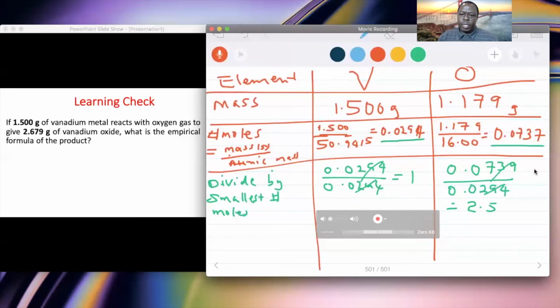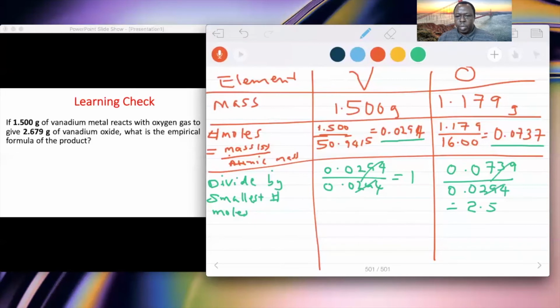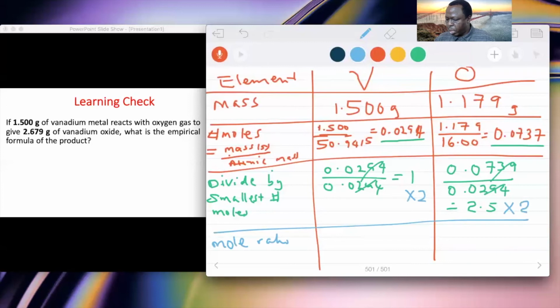What I mean by that is you do not round these off to make it 3, the way you do in math. If it is 0.5, you want to make it a whole number. How will you make it a whole number? By multiplying it across by 2. So I multiply here by 2, and I multiply here by 2, and the mole ratio is 2 and 5.